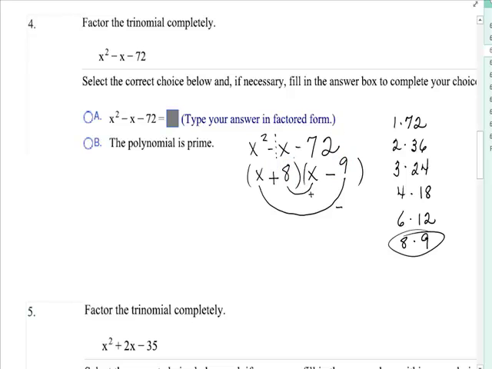Now, if you put them in the wrong place, hopefully you'll catch it and you'll use your eraser and fix it. X times x is x squared. The outer product is negative 9x. The inner product is positive 8x. Subtract, keeping the sign of the larger. Yes, I indeed get a negative 1. Positive 8 times negative 9 is negative 72. We have the right factors.